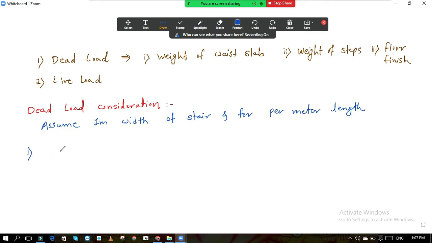Now how do we take the weight? First thing, weight of waist slab. I think in the last lecture I told you which element is called the waist slab. It is calculated as D into under root R square plus T square, divided by T, into 25, where capital D is the depth of the waist slab.